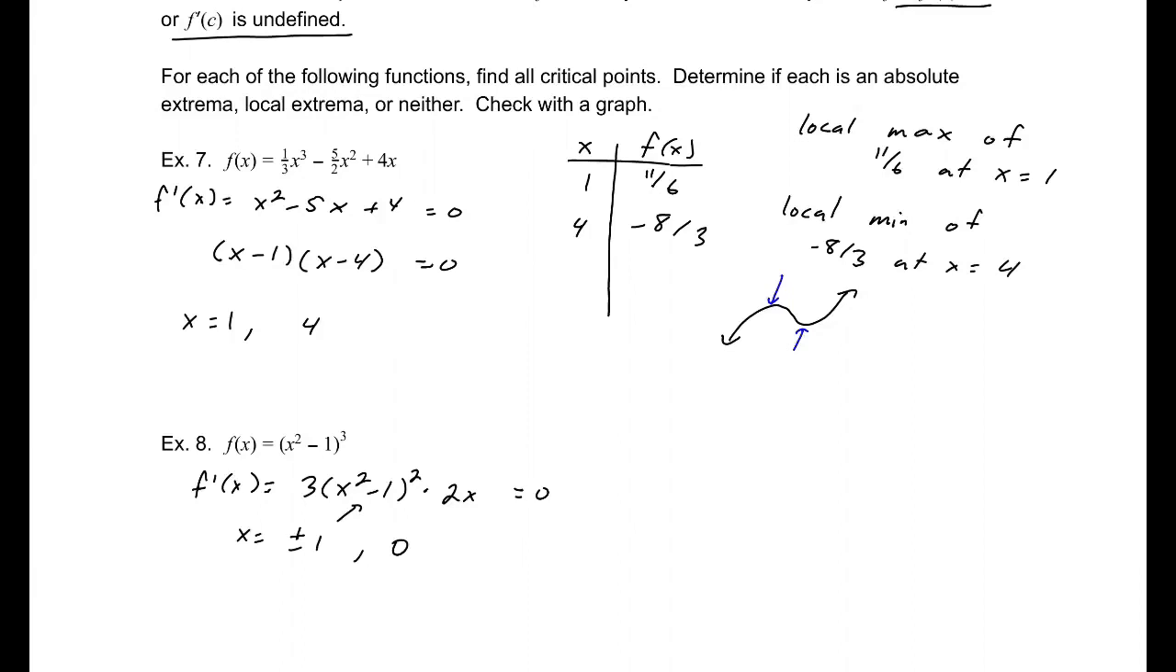All right, so let's go ahead and plug these values into a table. So x, f of x. So we're plugging these into the original function. We'll evaluate this at -1, 0, and 1. So at -1, we have a value of 0. At 0, we have a value of -1. And at 1, we have a value of 0.